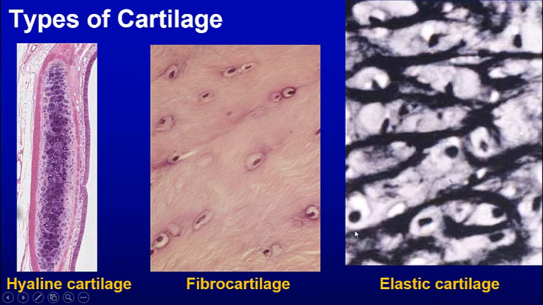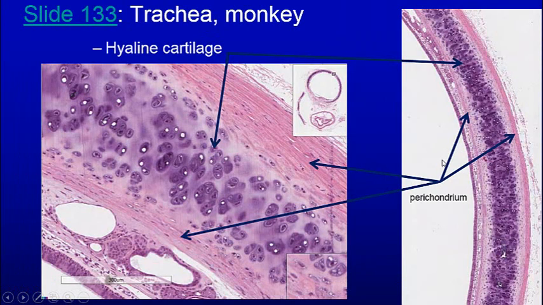So there's three types of cartilage. You have the hyaline cartilage, which is what we have in our trachea. That's what we had at the end of our ribs. We have fibrocartilage, which is where tendons and ligaments attach to bone. And so this is type 1 collagen with a little bit of type 2 collagen right around the individual cells. Elastic cartilage is very much like hyaline cartilage, except it has a high density of elastic tissue inside there.